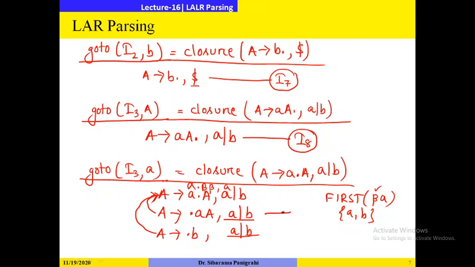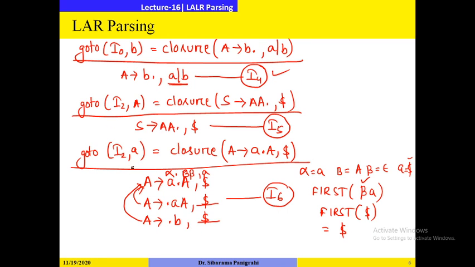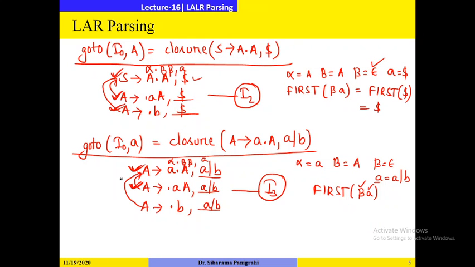Now you see this item is already there. So let us check. Yes, this item is already there. You see A gives to this one. This one is I3 again.